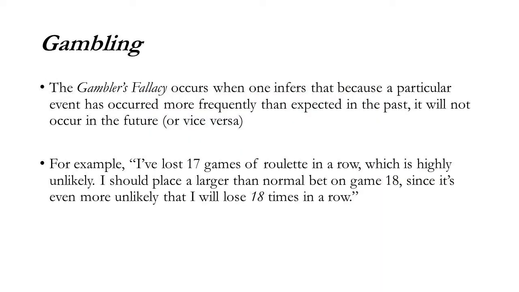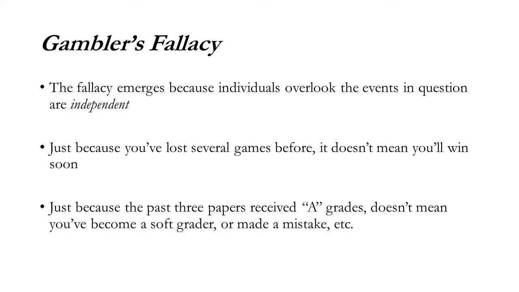Now, here's another example. I've lost 17 games of roulette in a row, which is highly unlikely. I should place a larger than normal bet on game 18 since it's even more unlikely that I will lose 18 times in a row. You can probably see the sort of provenance in the name, right? Gambler's fallacy. I can't keep losing. This fallacy emerges because individuals overlook that the events in question are independent. Just because you've lost several games doesn't mean you will win at some point soon. Similarly, just because the past 3 papers in a row received A's doesn't mean you become a soft grader or made a mistake. I'm talking to myself here, of course.